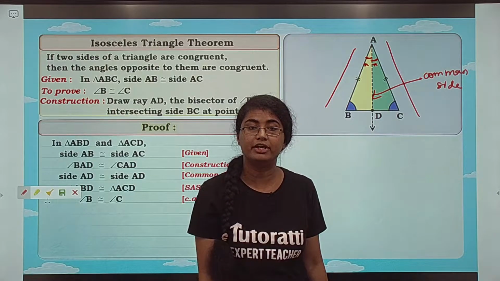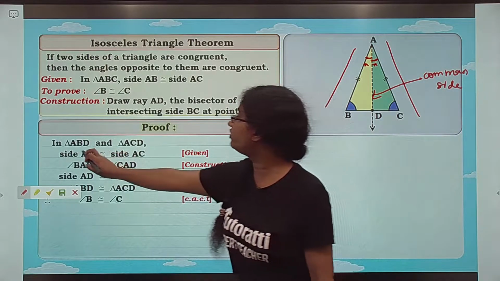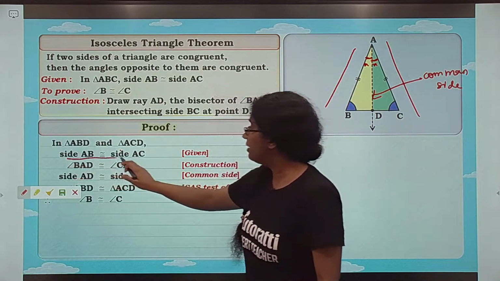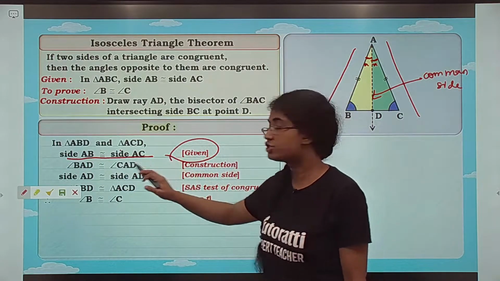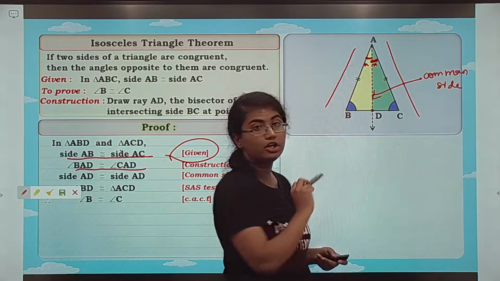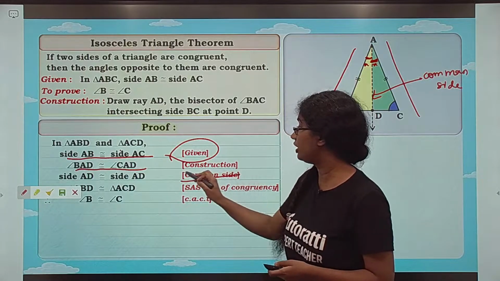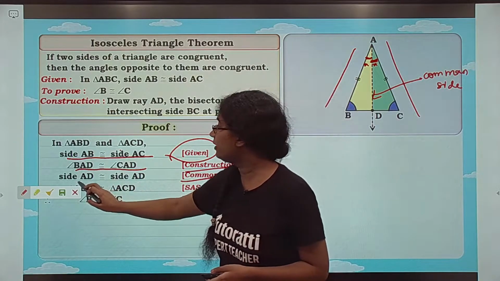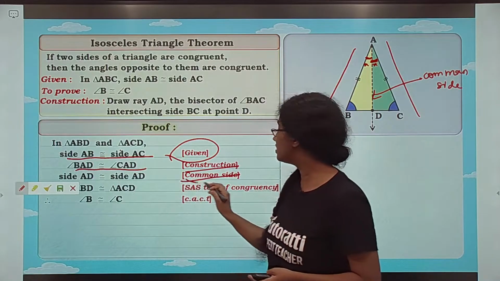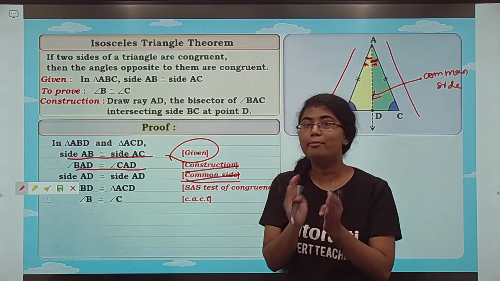Right? That is a common side. So we can say that the two given triangles are congruent. How? Side AB is congruent to AC, which is given to us. Angle BAD is equal to angle CAD, that is, these two bisected angles, which is because of our construction. And the side in between, that is AD, is congruent to AD. Why? Because it is a common side, it is shared by both the triangles.